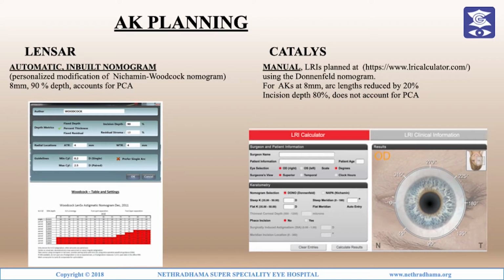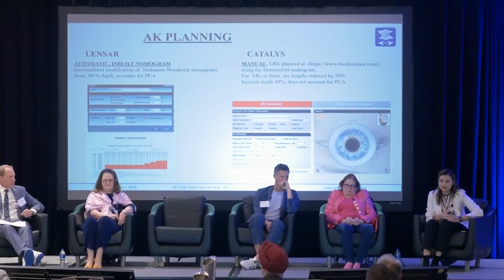Whereas in the Catalyst group, the AK planning was manual, completely manual. So we have to go to the LRIcalculator.com website. It uses the Donnenfeld nomogram, and for the AKs at 8 millimeters, we need to reduce the arc length by 20%. The incisions are given at 80%, and it does not account for the posterior corneal astigmatism.